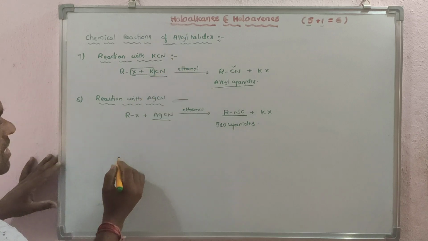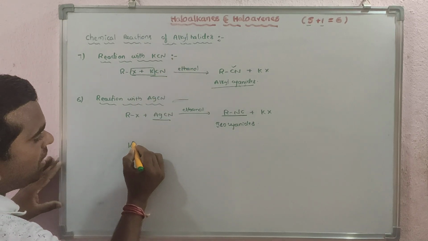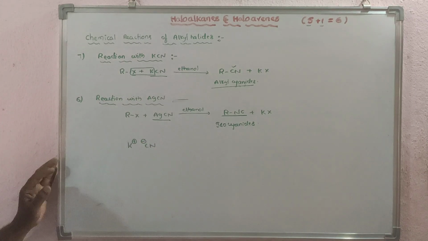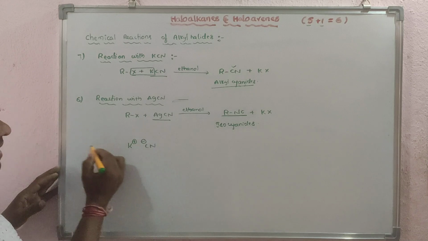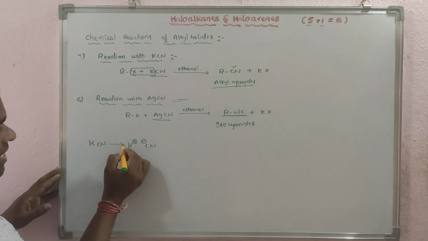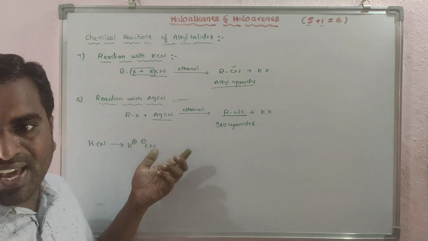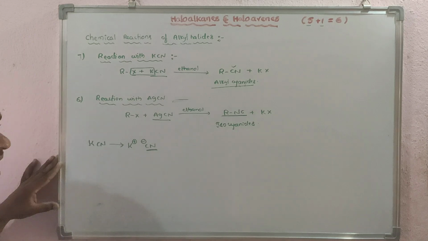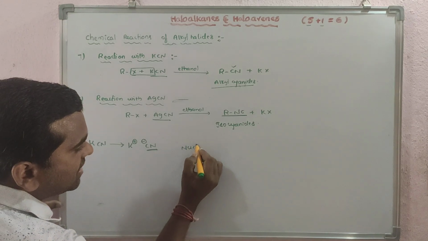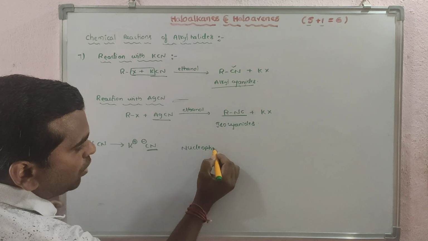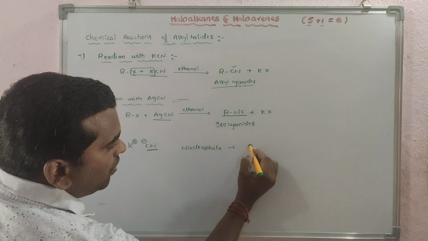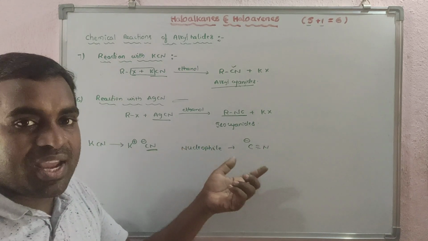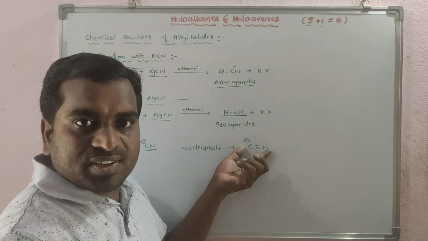Potassium cyanide is a predominantly ionic compound. When dissolved in solution, KCN dissociates into K+ and CN minus. Now, this is the nucleophile here. What is the nucleophile? CN minus. But here we have two nucleophilic centers in this nucleophile.